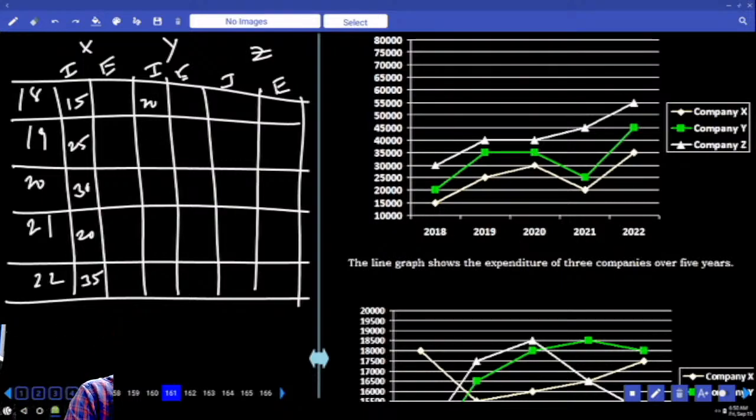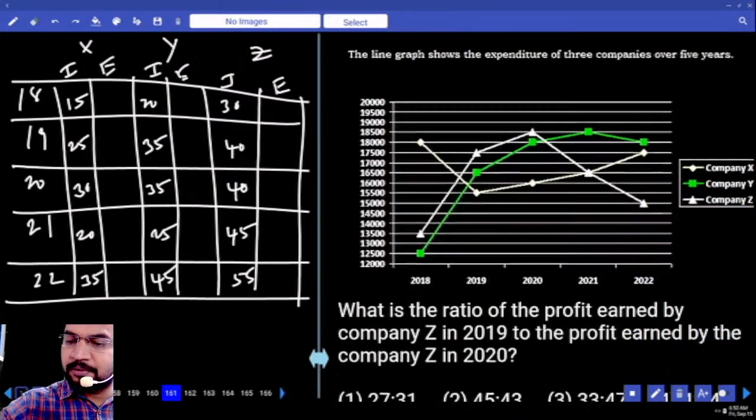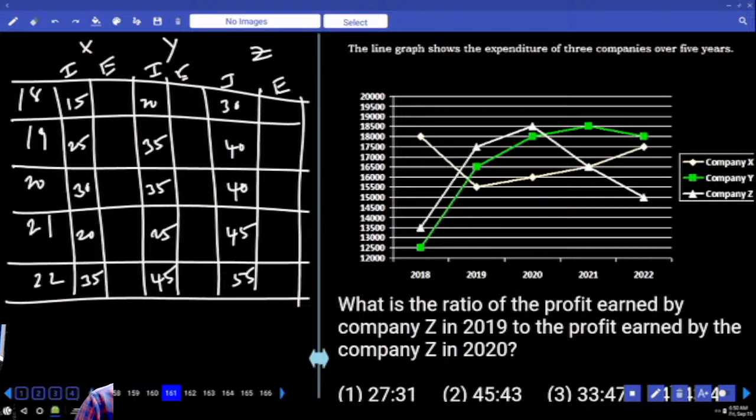20, 35, 35, 25, 45. Next, Z company: 30, 40, 40, 45, 55, 55. Next, expenditures. First one, tell me, X company, 18. 18 only? Expenditure is more than income. Next, tell me. 15, not 155, 15.5, because we are writing in terms of thousands.